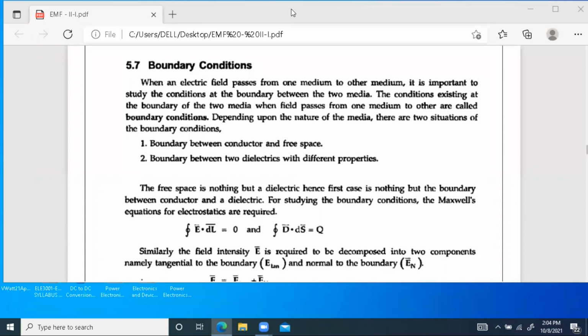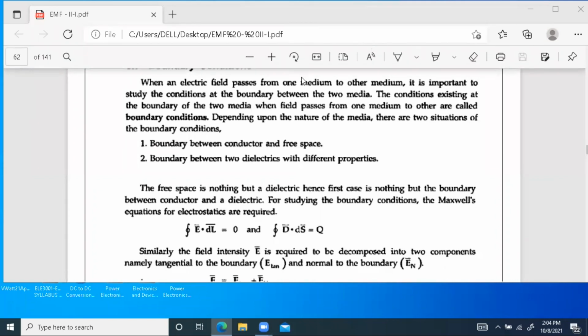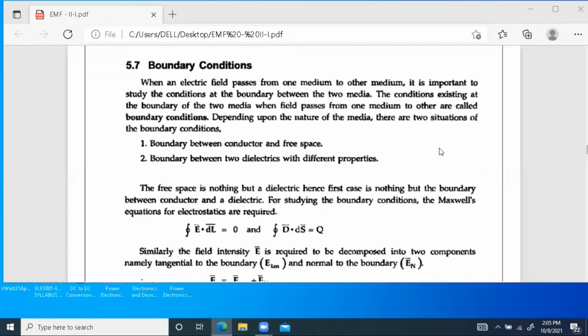All right, guys. So we're gonna look at boundary condition.